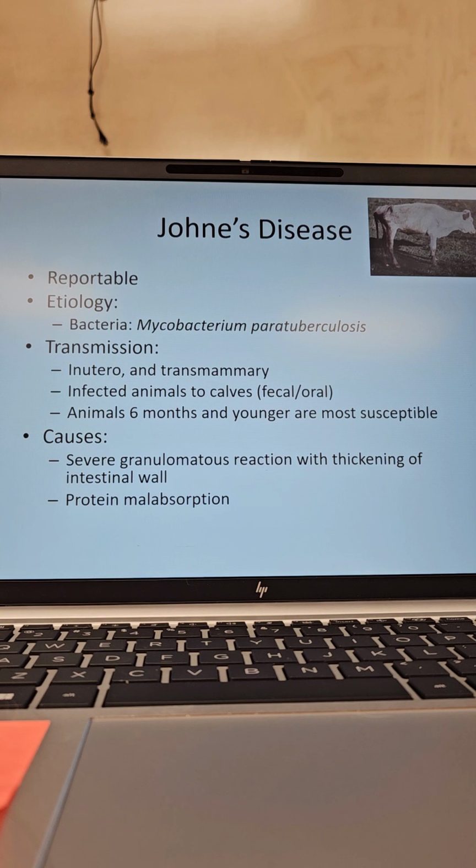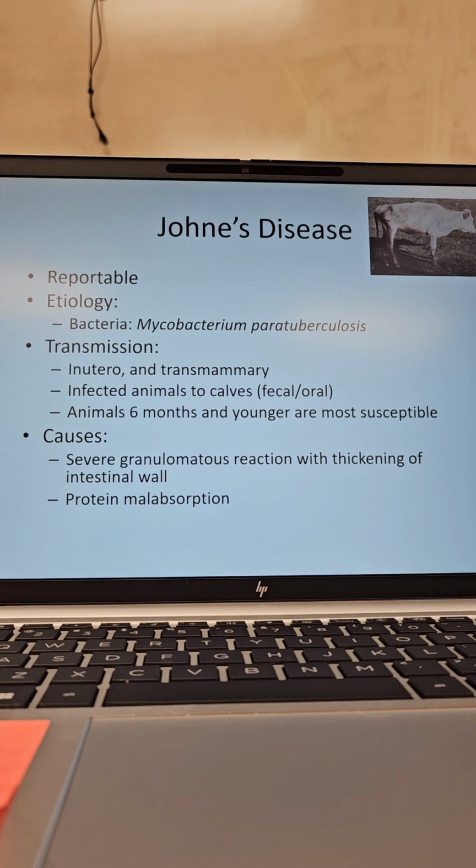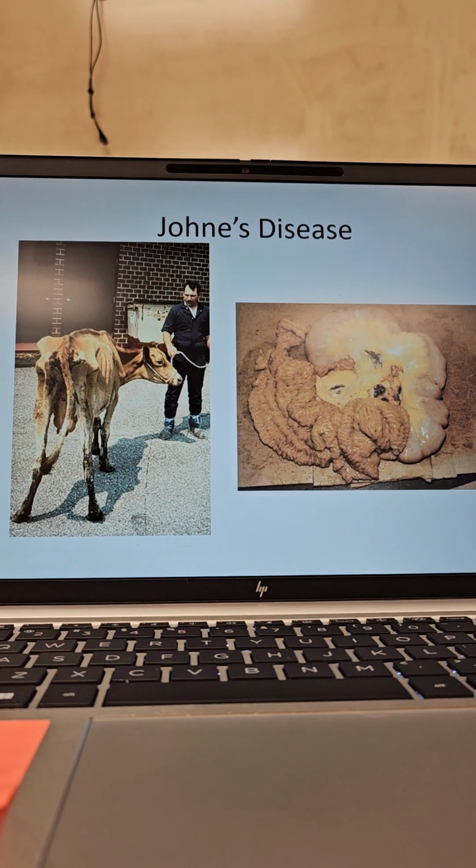They will contract it as younger animals, but you won't know they have it till they're older, and we'll explain that a little bit more in a couple slides. It causes a severe granulomatous reaction with thickening of the intestinal wall. Granulomas are like healing-type tissue, scar tissue, and because they get scar tissue on the intestinal walls, they are unable to absorb protein. That's what protein malabsorption means.